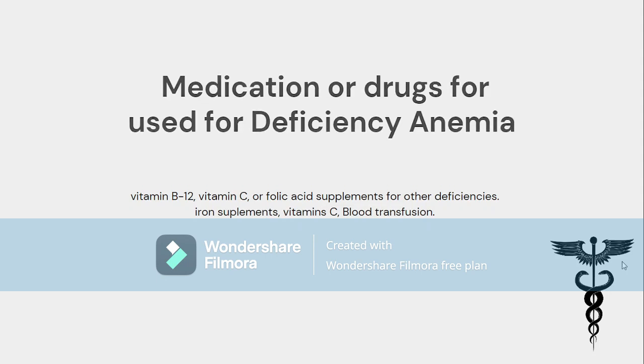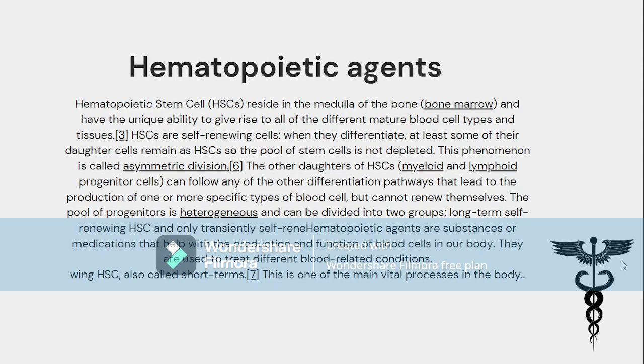Hematopoietic agents. Hematopoietic agents are substances or medications that help with the production and function of blood cells in our body. They are used to treat different blood-related conditions. There are a few types of hematopoietic agents. First is the colony stimulating factor. This substance stimulates the production of a specific type of white blood cell, which helps fight infections.